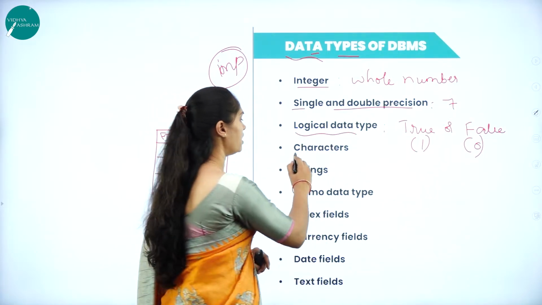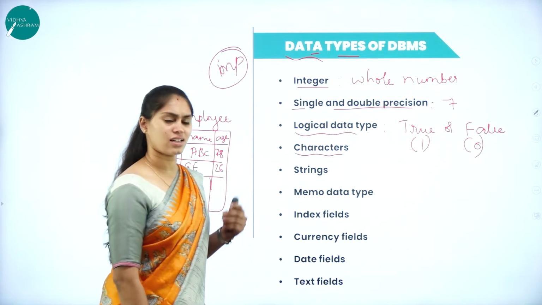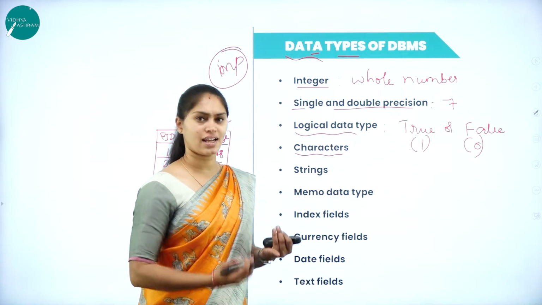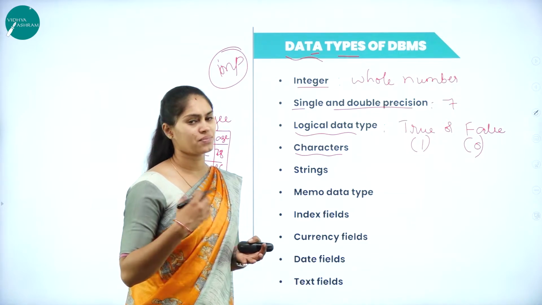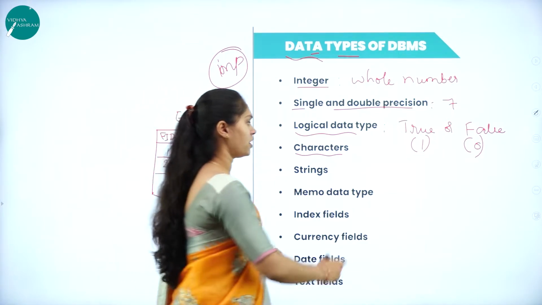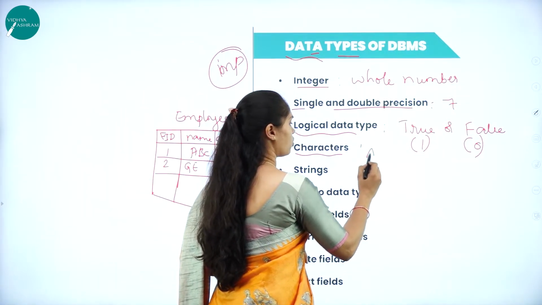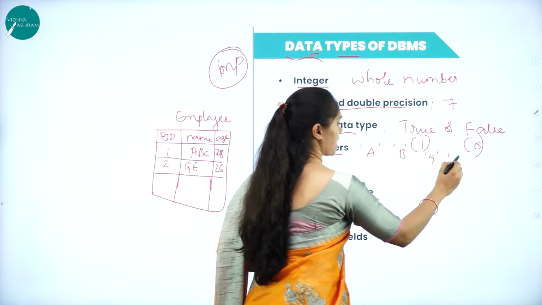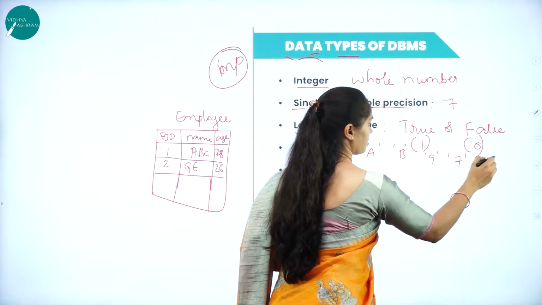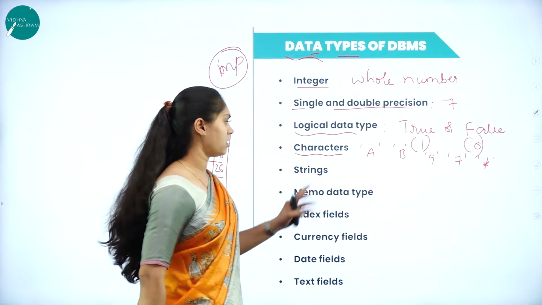And also we have characters. Characters can be anything. It can be any data like numbers, a single character, alphabets, or any special character. So it is going to hold that kind of data. It has to be within a single code. For example, A, B, or 9, 7, a star. These kinds of data will be termed as characters.